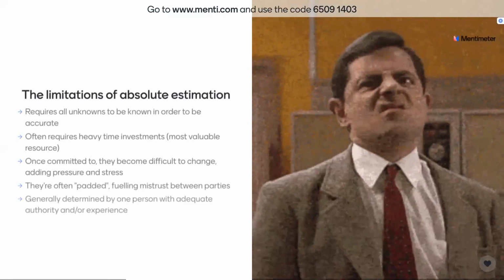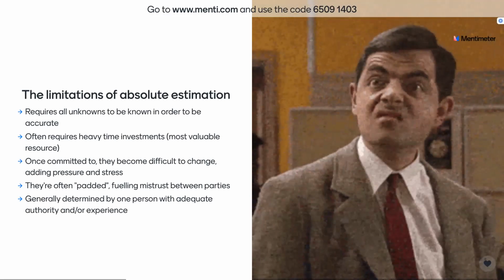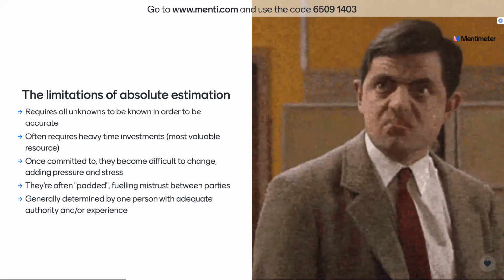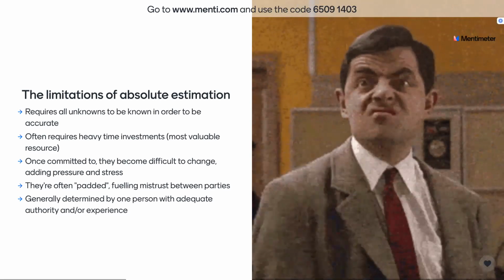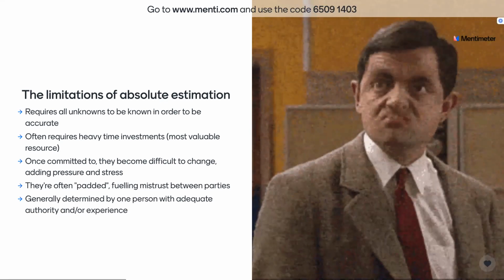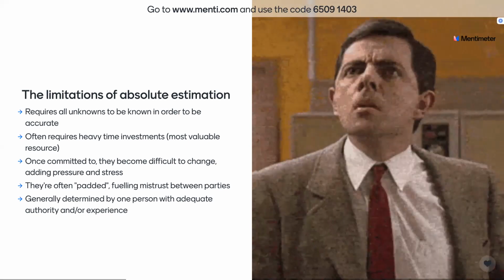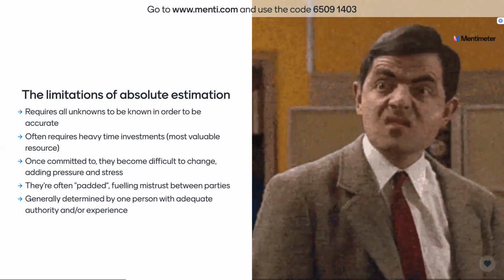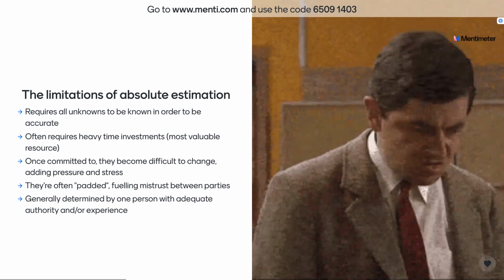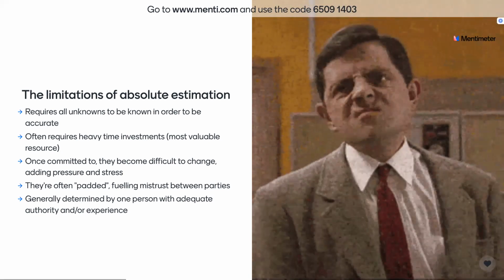So summing up some of those limitations around absolute estimation, and remember, it is still a valid practice in simple environments with low uncertainty or low risk. But again, it does require all of those unknowns to be known in order to be accurate. It requires heavy time investment up front, and that is by far the most important resource we have today. And once committed to, it's very difficult to change. We say this is going to take 5 days. It is taken at face value and thrown into plans, and it's therefore taken with some degree of certainty, and obviously that causes challenges where we might be starting to go off track, therefore adding to pressure and stress.